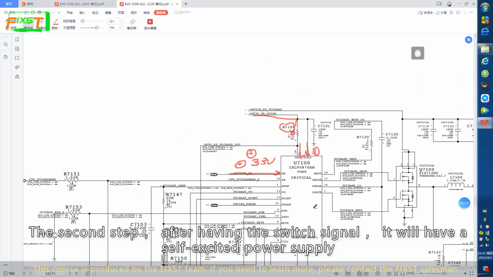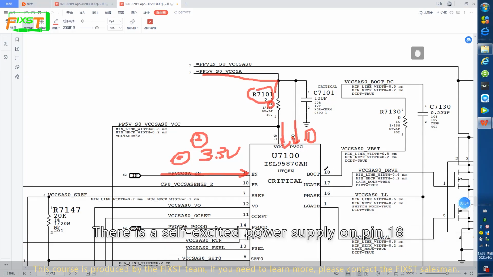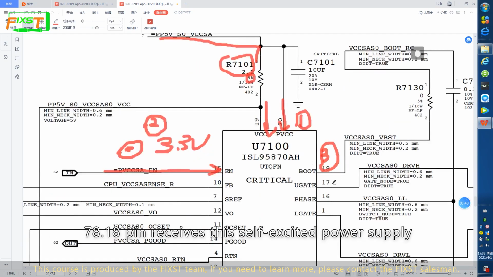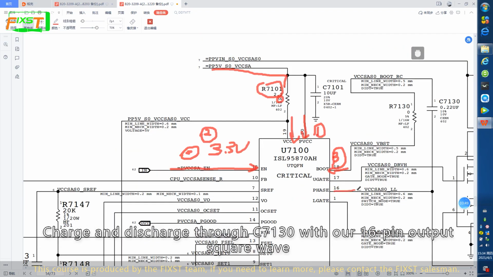The second step: after having the switch signal, it will have a self-excited power supply. There is a self-excited power supply on pin 18. Pin 18 is the self-excited power supply. Where does this power come from? Everyone take a look. It charges and discharges through C7130 with our pin 16 output square wave.